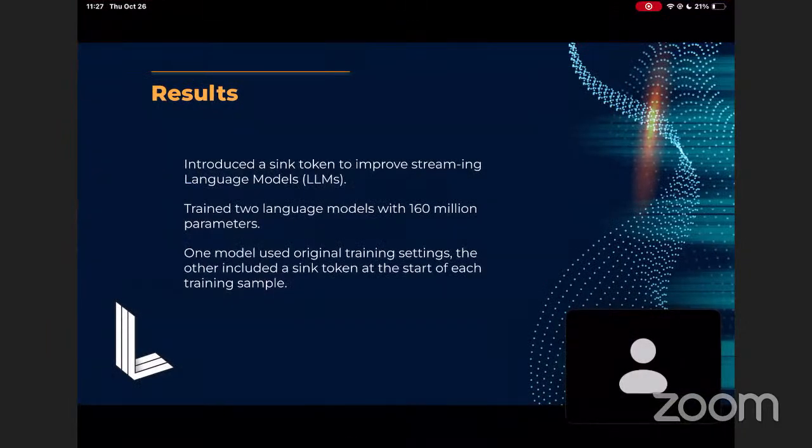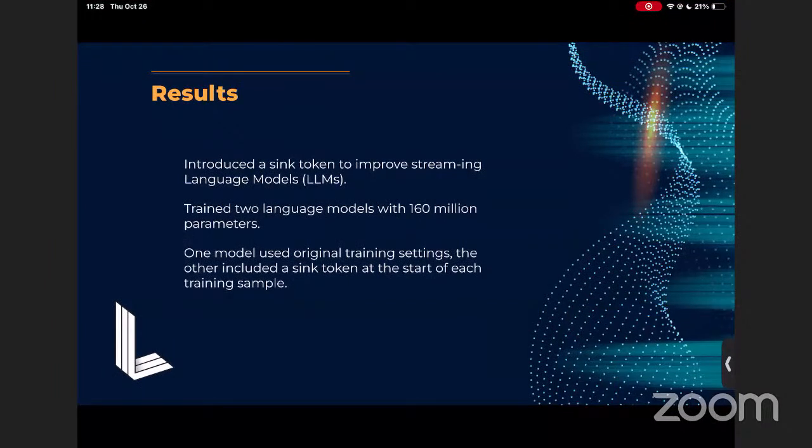Okay. As the author claims at first, they can improve the streaming LLMs by introducing the attention sink. To state this claim, they trained both models, one with attention sink and one without attention sink. They actually trained each model with 160 million parameters. To set up the experiment settings, we will show in the next slide. Next, please.